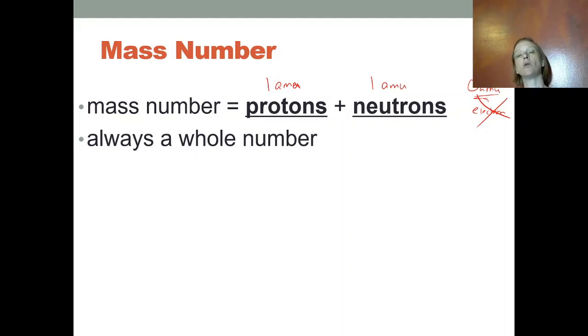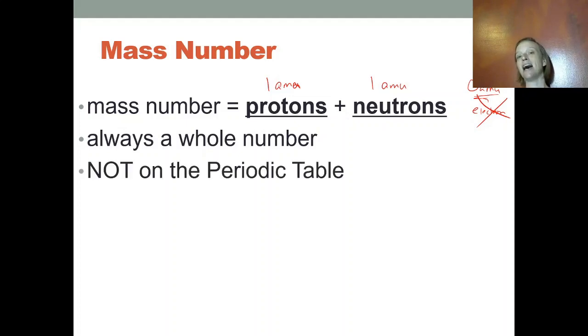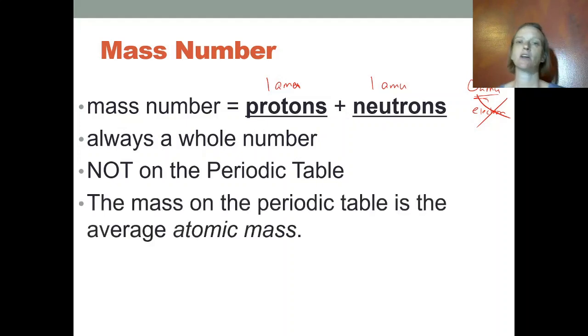This is always a whole number. You never see a decimal place next to the mass number. This is not the mass listed on the periodic table. The mass listed on the periodic table is an average atomic mass. Here, we're not averaging anything when we talk about mass number. We're talking about the mass of one specific atom.